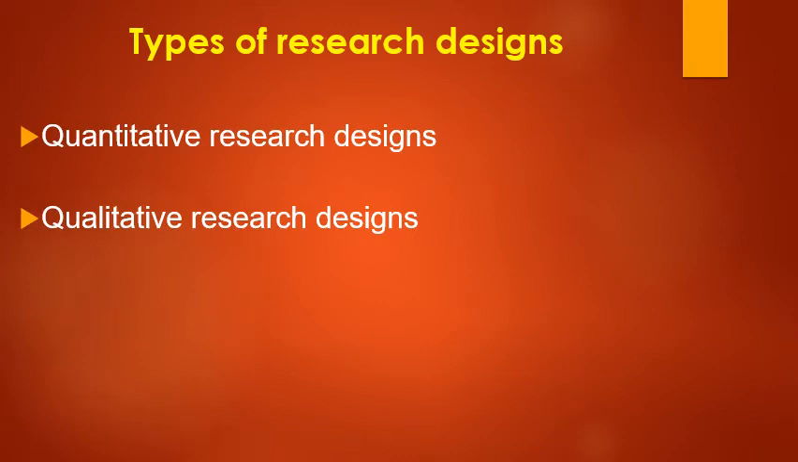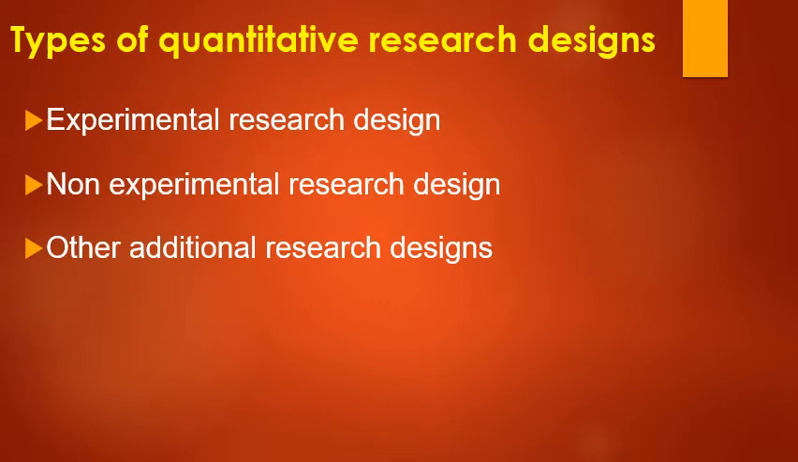Next, let us see types of research designs. We have two types: quantitative research designs and qualitative research designs. As I told you, it is again based on the approaches, either a quantitative approach or a qualitative approach, and based on that the research designs are also sometimes quantitative and sometimes qualitative. So let us see now the sub-classifications under each research design type.